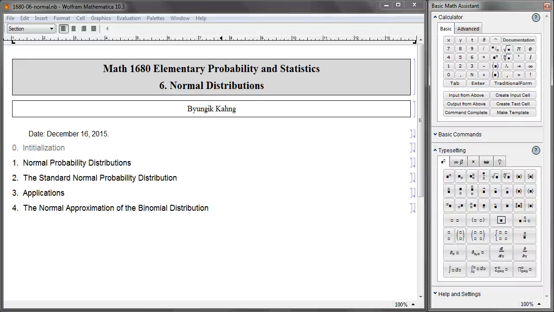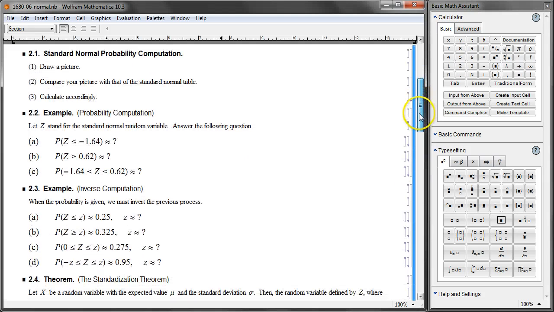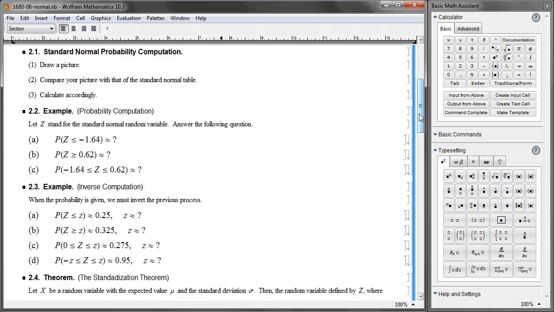Welcome back, students. Let's resume 6.2, the standard normal probability distribution. Here we go. In the previous video, we went through the standard normal random variables and the standard normal table, the z-table. From the z-table, we went through these two typical types of problems.